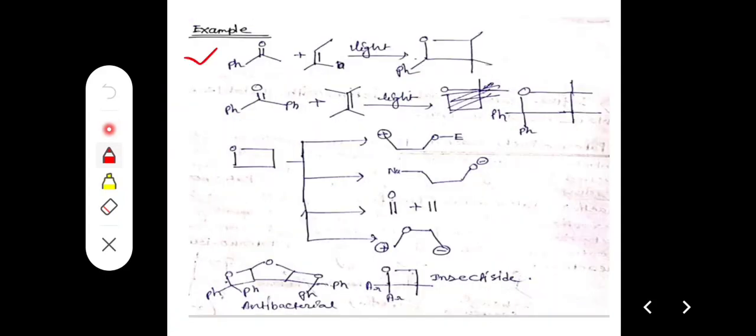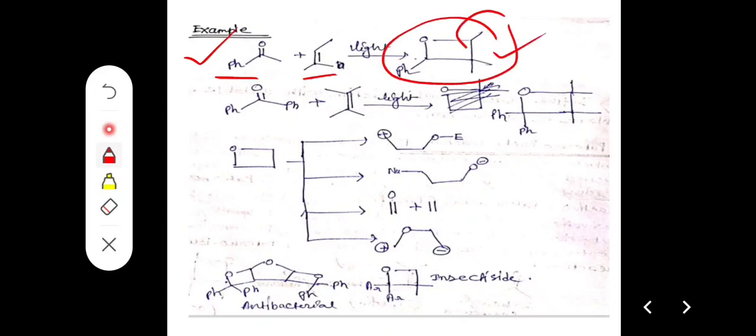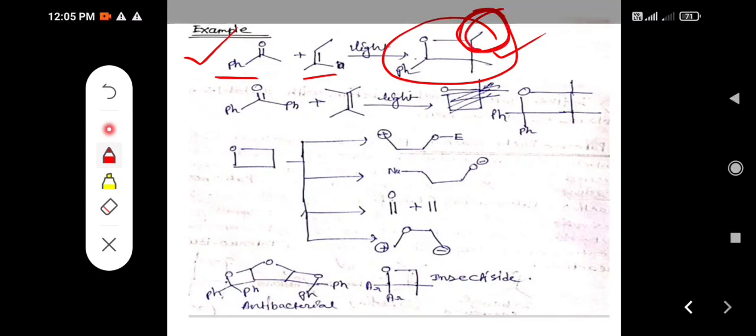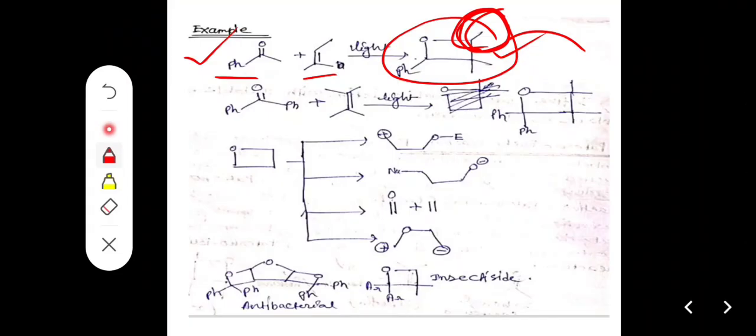Examples are basically benzaldehyde reacting with olefin, we produce this type of compound. This is the major product because this part is less substituted.